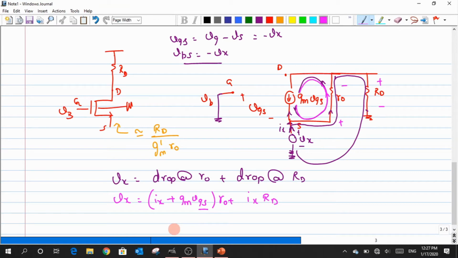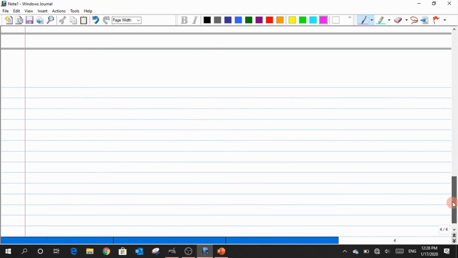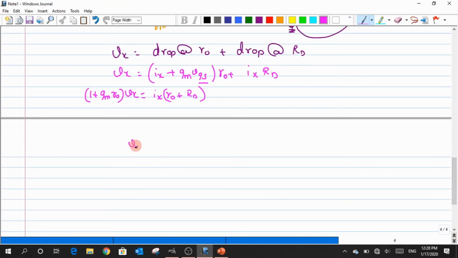So I just go here and push the result, 1 plus gm R0 times Vx, and over here it is just the summation of R0 and RD. Okay, so I've just simplified here, nothing fancy. Now you got the result in very simple steps. So I can write this Rx as Vx by Ix, and that gets me the value of (R0 plus RD) divided by 1 plus gm R0.